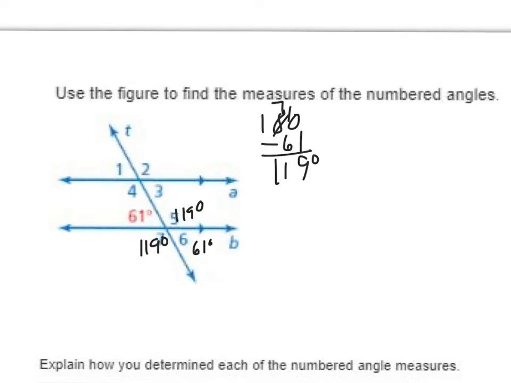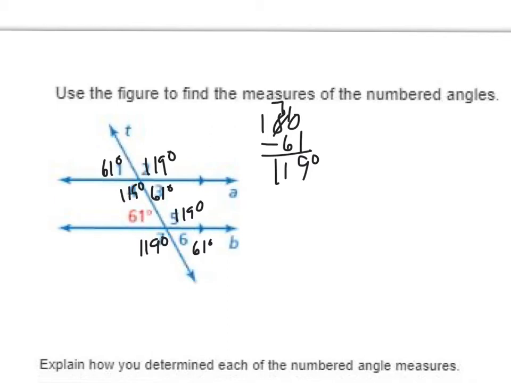Now, I can use these corresponding angles to figure out what angle 1 is. So angle 1 corresponds to angle 61, so that one is 61 degrees. And angle 3 corresponds to 6, so that one is also 61. And then angle 2 corresponds to 5, so that's 119, and angle 4 corresponds to 7, which is also 119.